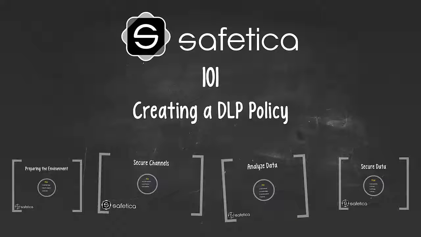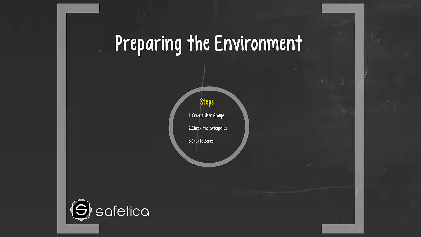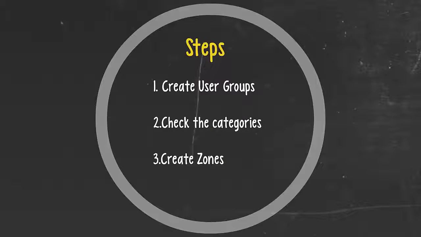Welcome to Safetica 101. In this episode, we will go over the DLP deployment process. There are 4 steps to the DLP deployment process. First, we must prepare the environment. In order to prepare the environment, we must do 3 things: create user groups, check the categories, and create zones.